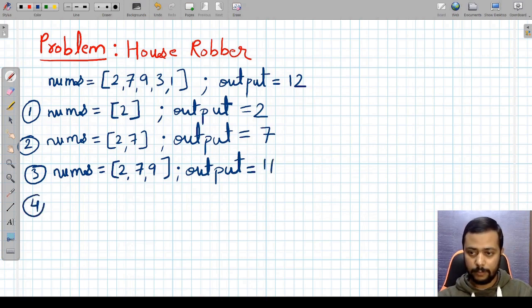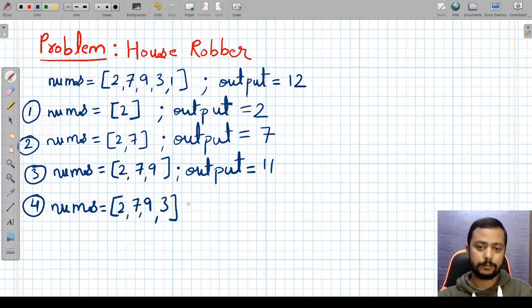Now let's say we take one more step further. Now things will start becoming clear. So let's say I have 2, 7, 9, and 3. Now what should be the output?